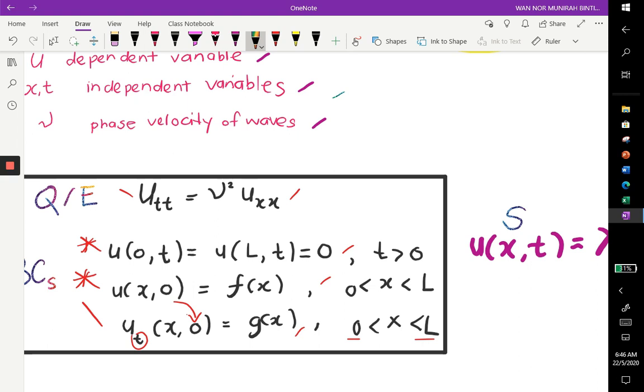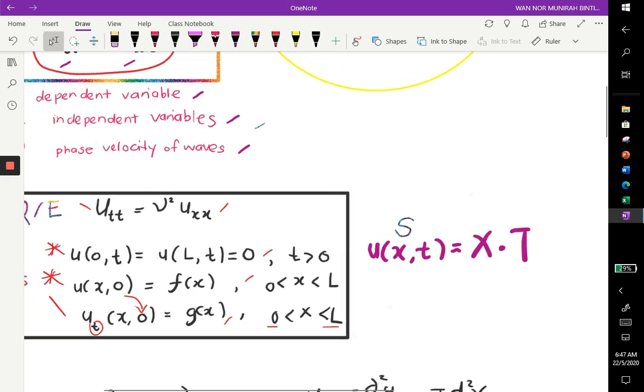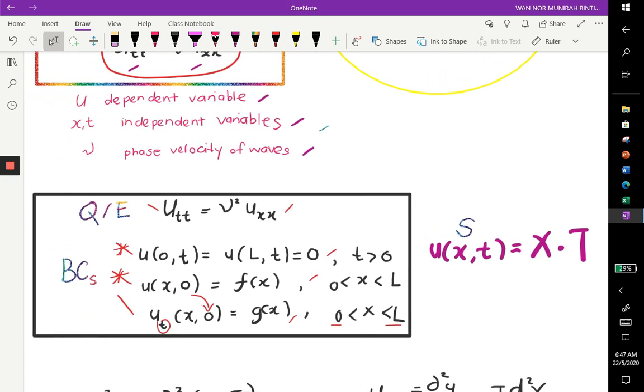Okay, the equation is homogeneous, and we note that this equation is just a linear equation. So we can apply the SBM, separation of variables method. So complete, we have the equation, we have boundary conditions, and we have the solution.